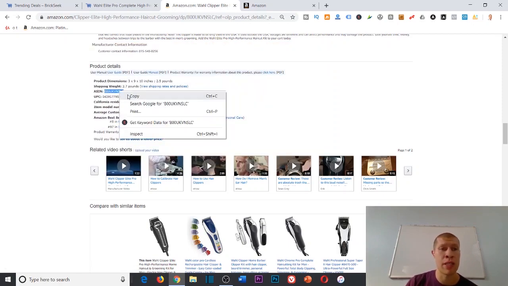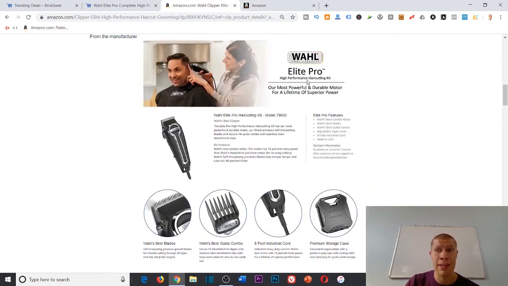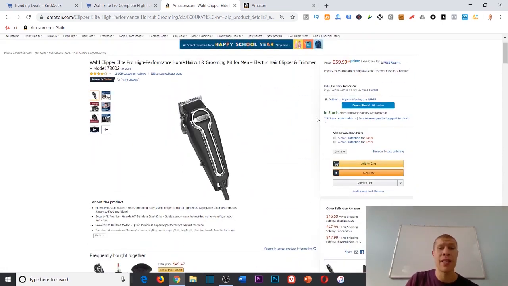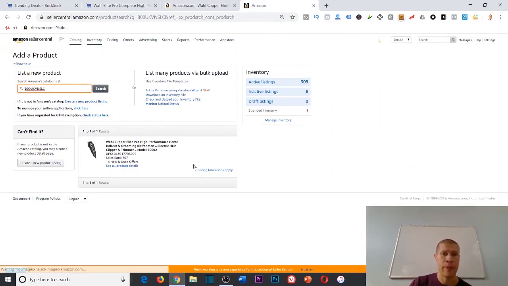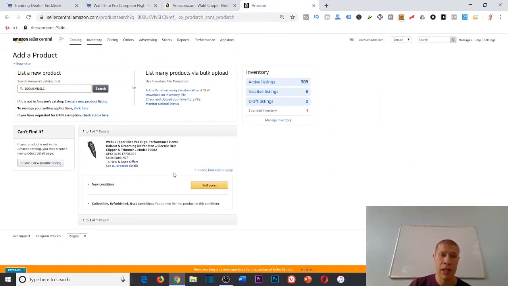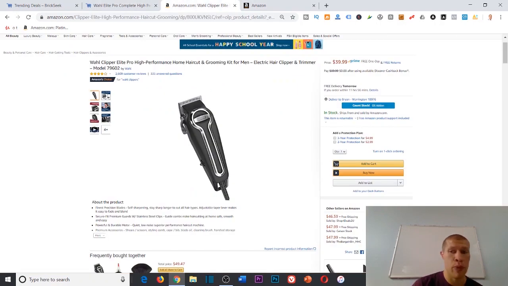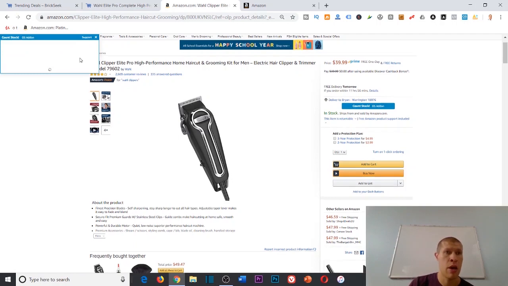So if you can get your hands on this inventory for $5 a piece and it's selling at $40, that is a great example of a product, and there's only 14 new sellers on this. So can we sell it? And we can sell it in new condition, so this is a good product. Now there's 14 new sellers on here. Let's see what their inventory looks like.